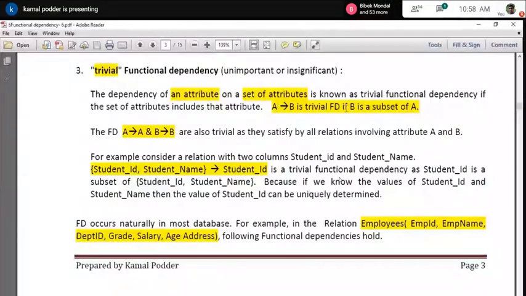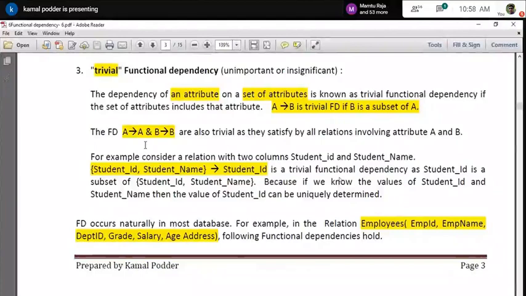If, in the FD, B is a subset of A, okay, that means if it is a superset, basically B is a subset of that thing, then we call that it is trivial. Similarly, in the same thing, actually A depends on A, B depends on B. Naturally, a particular attribute definitely depends upon that particular attribute.